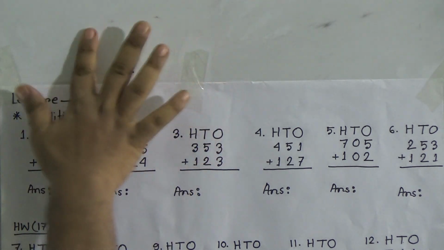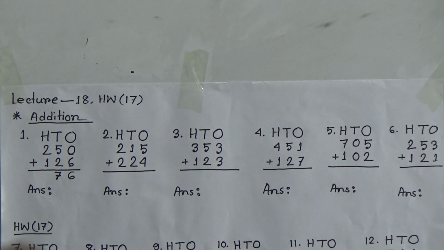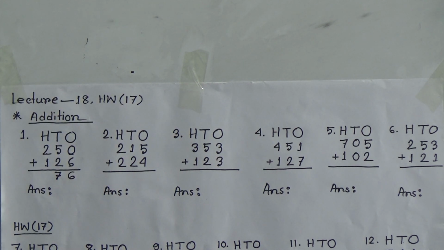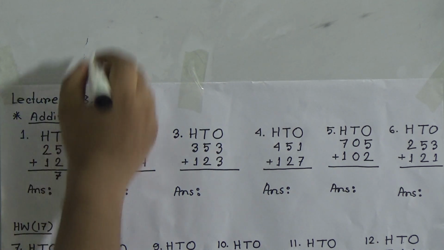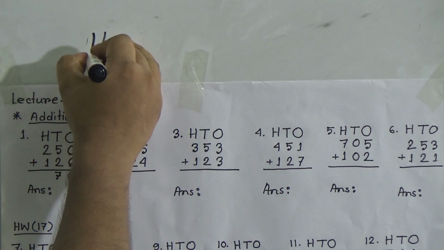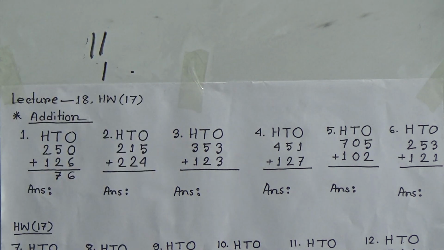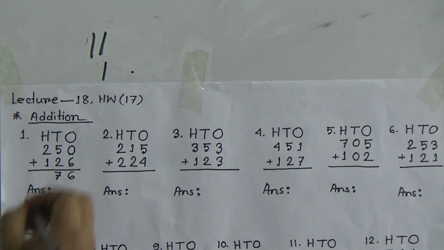Next we shall do addition of hundred place digits. Here 2 and 1. 2 means 2 sticks, and 1 means 1 stick. Now, we count how many sticks there are: 1, 2 and 3. So, we write 3.